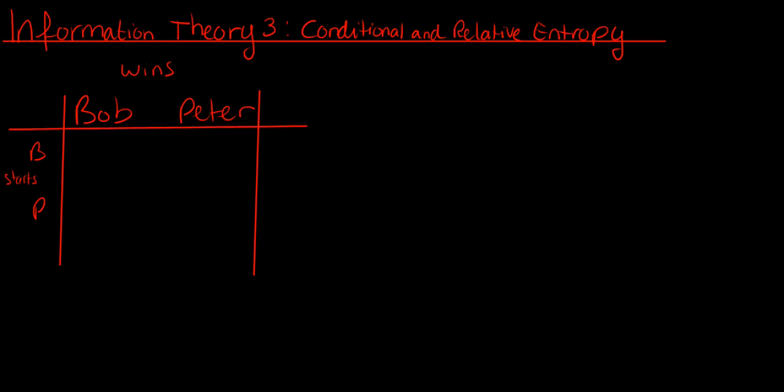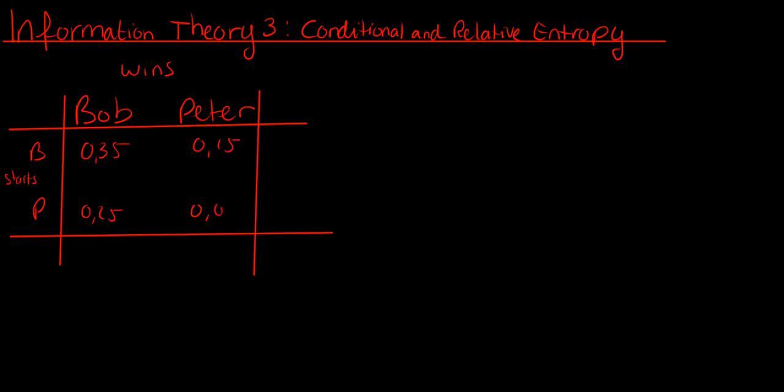Let's make a nice probability table. If Bob starts, Bob has a 0.35 probability of winning, and Peter has a 0.15 probability of winning. If Peter starts, Bob has a 0.25 probability of winning, and Peter has a 0.25 probability of winning. Both are equally likely to start a match. To make it fair, however, it is clear that Bob wins more matches than Peter does.